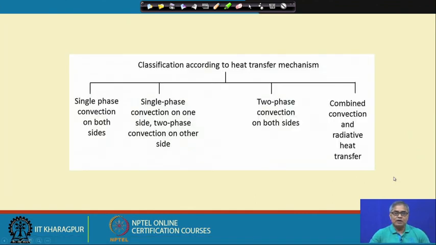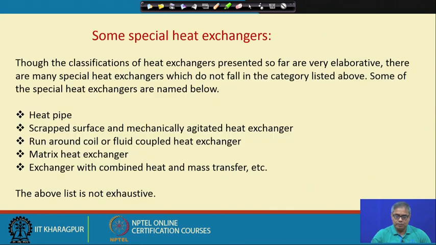Then there could be a classification whether it is a single phase fluid, where convection could be there on both sides, or it is a two phase fluid, where on one side there is a phase change, or there could be phase change on both sides. Along with convection there could be radiation. So, this is how we can have some classification of heat exchangers. Lastly, with this slide I would like to end by saying that whatever we have described does not cover all the heat exchangers. There are some special heat exchangers, and from time to time we will describe what these special heat exchangers are.